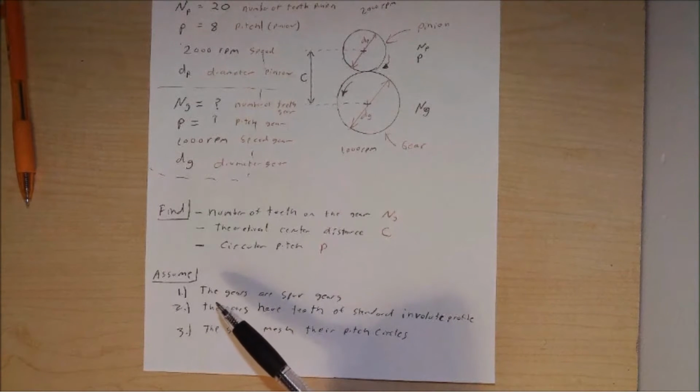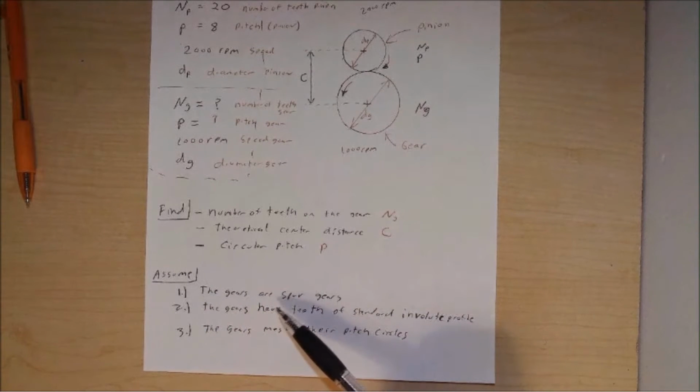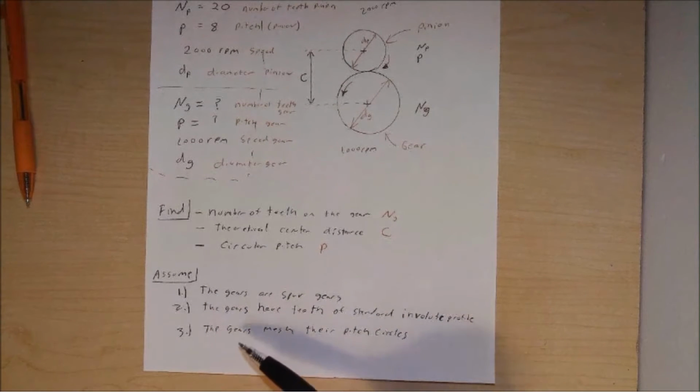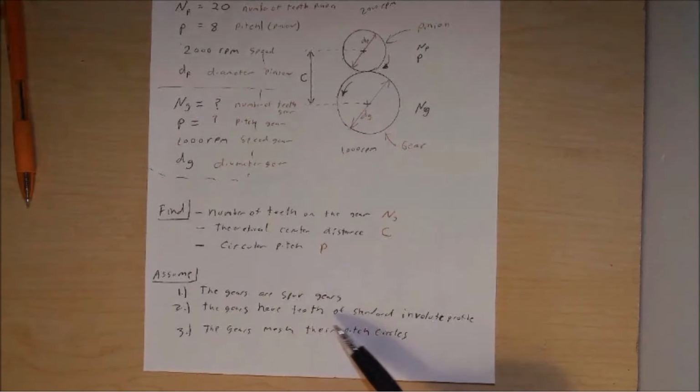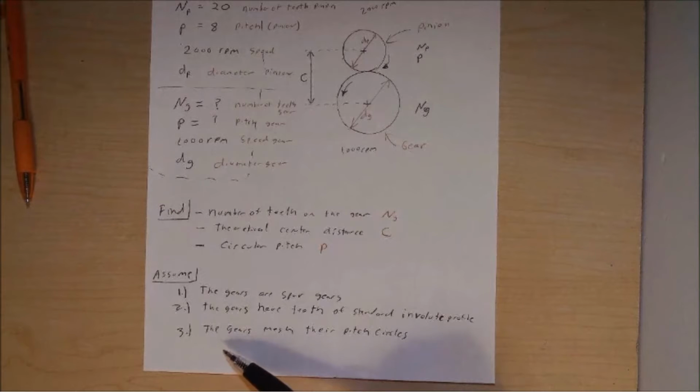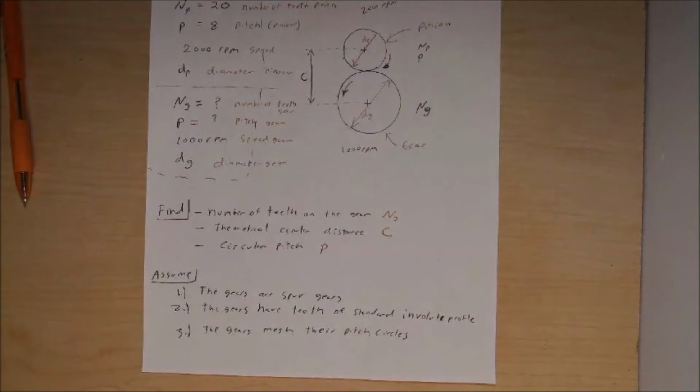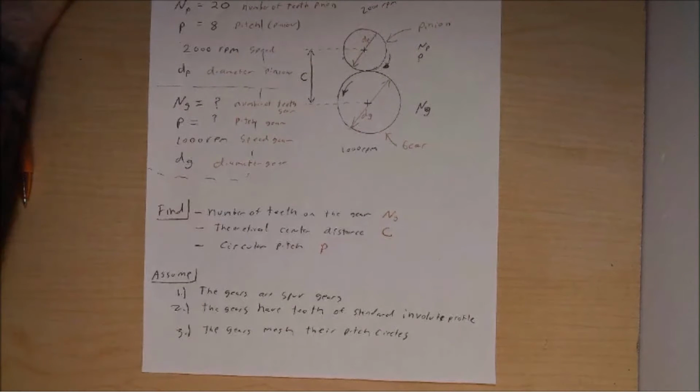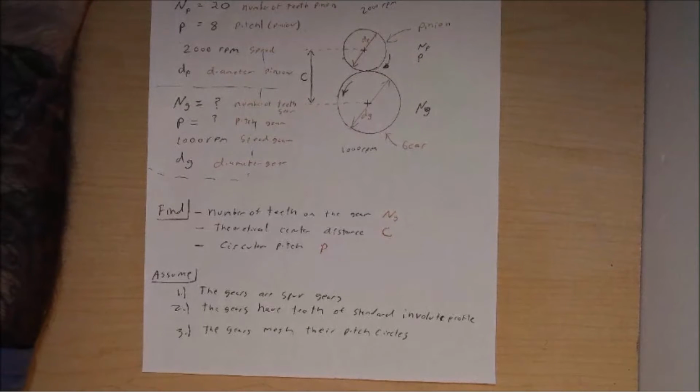Assumptions that we need to make before we start our solution to this problem. 1, we want to assume that the gears are spur gears. 2, we assume that the gears have teeth of standard profile. 3, we assume that the gears mesh at their pitch circles. So with all those assumptions, there's some key governing equations that we can start off with as we begin our solution.